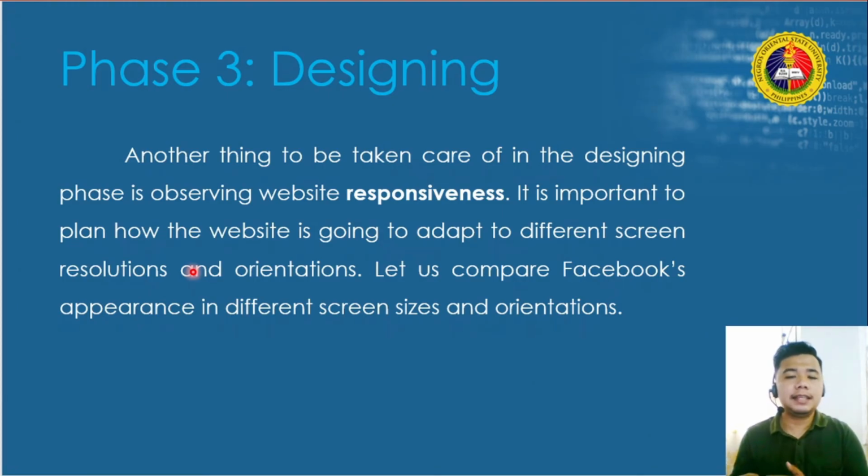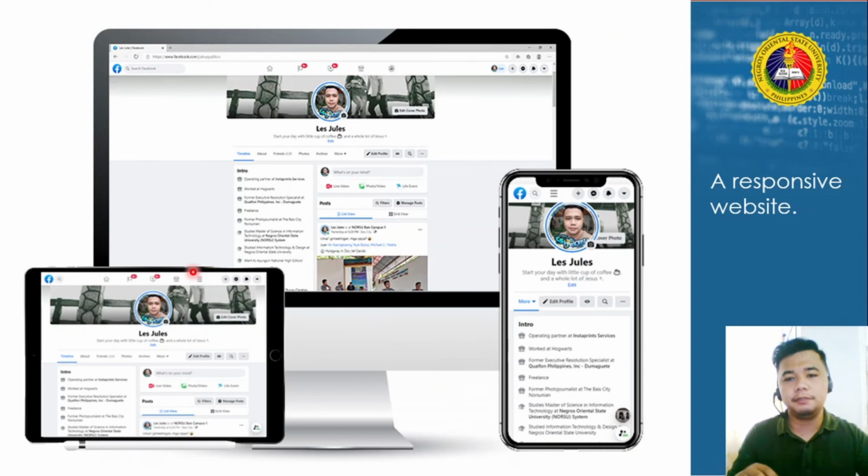So another thing to be taken care of in the designing phase is observing the website's responsiveness. When we say responsiveness, it is the website's capability to adapt to different screen resolutions and orientations. It is important to plan how the website is going to adapt to different screen resolutions and orientations. So let us compare Facebook's appearance in different screen sizes and orientations. So this is Facebook. If you have noticed, Facebook appears differently on a desktop, a tablet, or a mobile device.